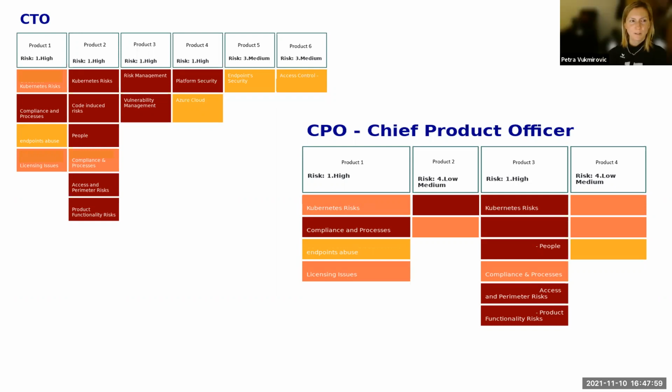Yeah, it also depends on the risk appetite. For example, we decided that with our Kubernetes risks we want to get it 100% right, so we're still going to keep it red there.